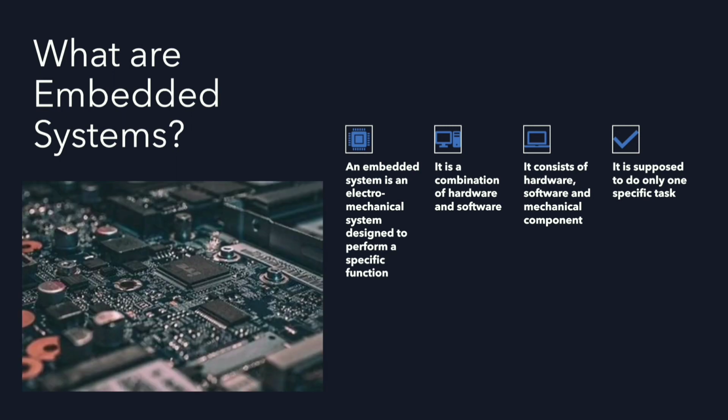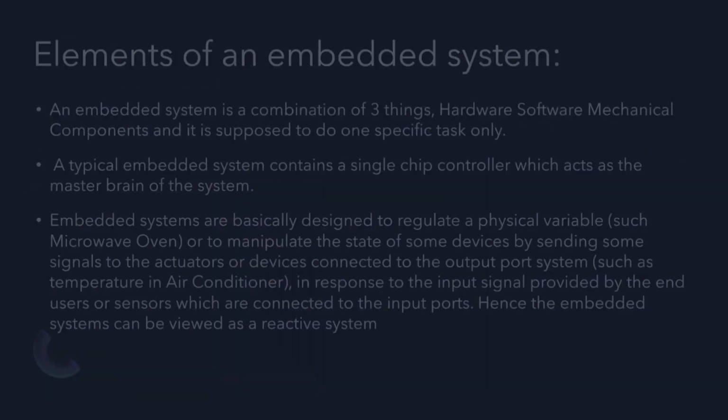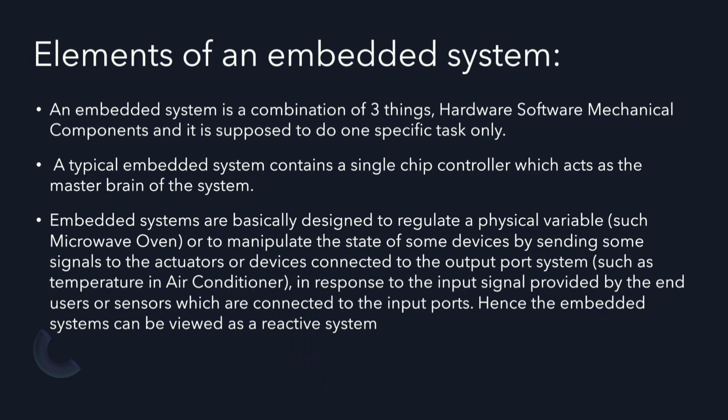This is the picture of a general embedded system. What are the elements of embedded systems? An embedded system is a combination of three things: hardware, software, and mechanical components. And it is supposed to do one specific task only. A typical embedded system contains a single chip controller which acts as the master brain of the system.